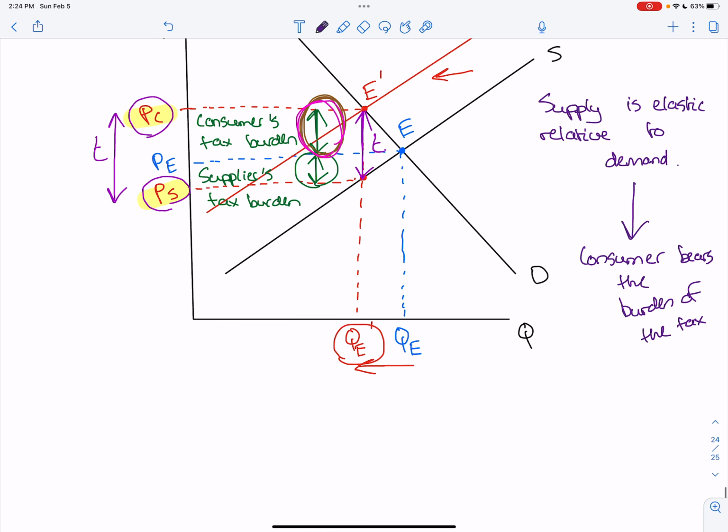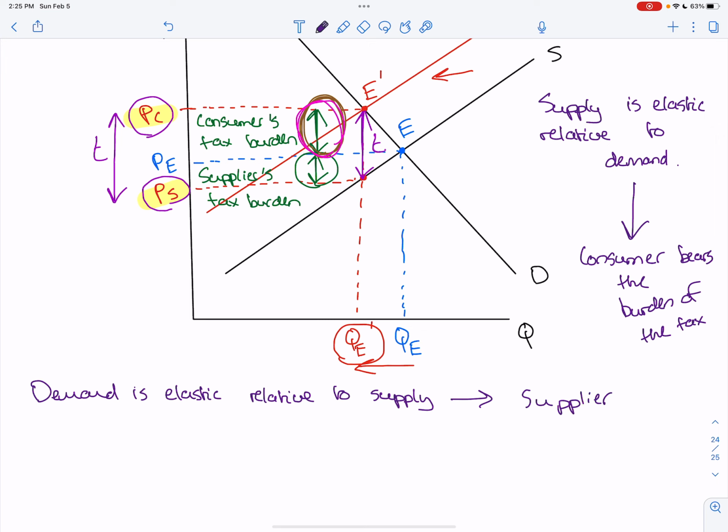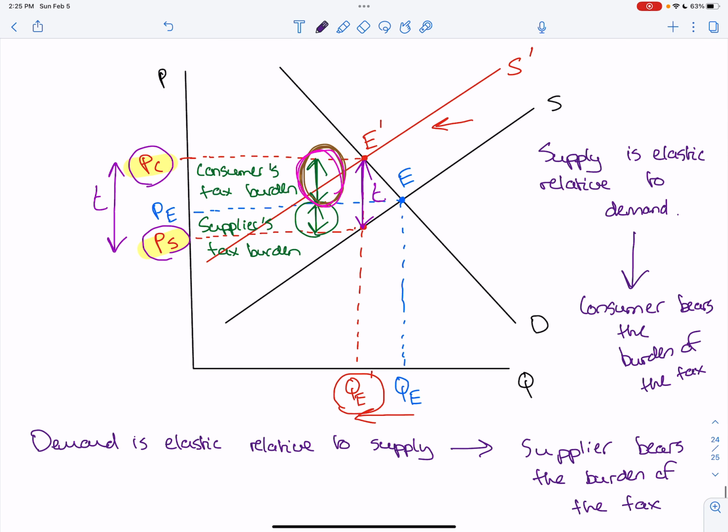So let's just write that down to be thorough here. If demand is elastic relative to supply, then the supplier bears the burden of the tax. Now, what might this mean from a common sense point of view?